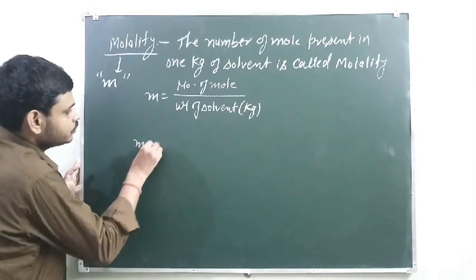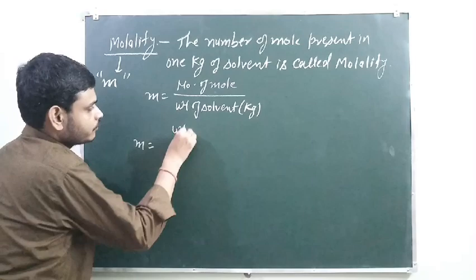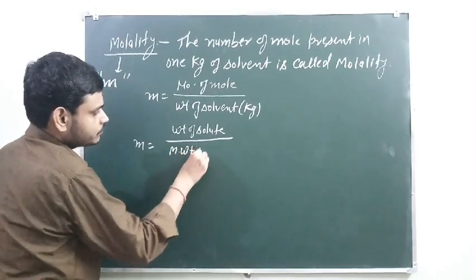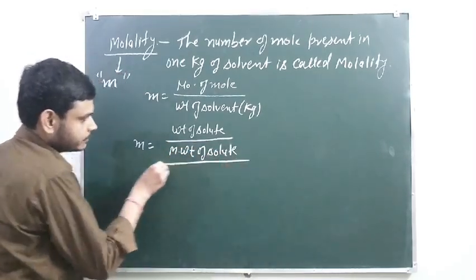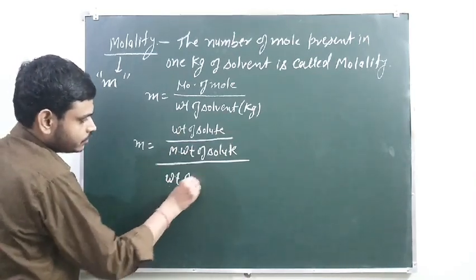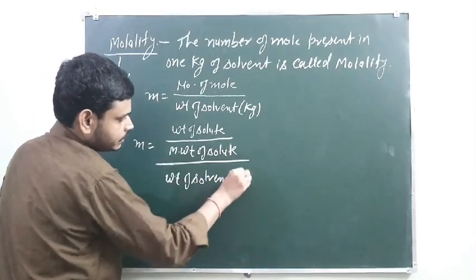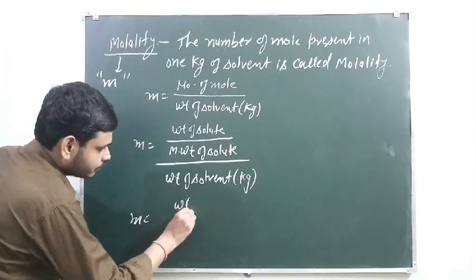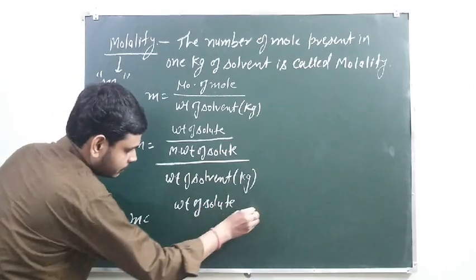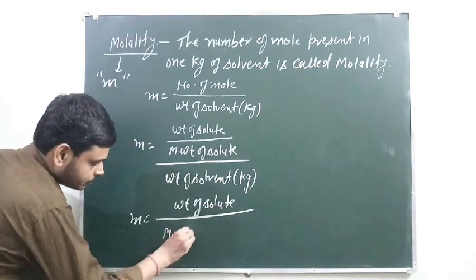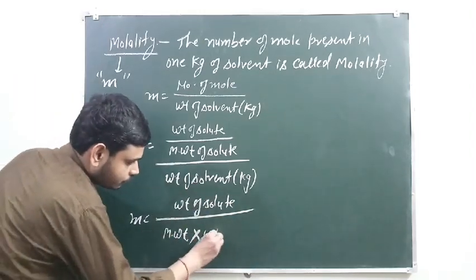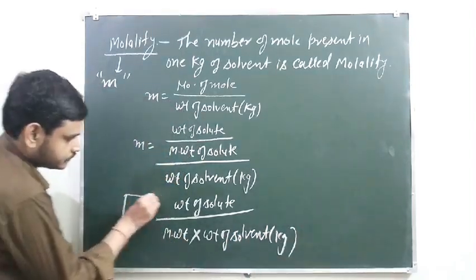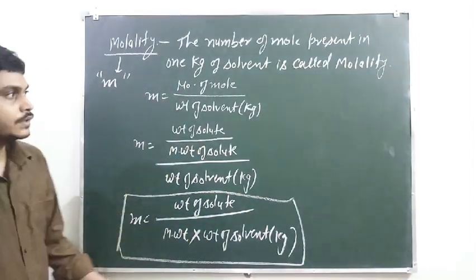So molality is equal to weight of solute divided by molecular weight of solute into weight of solvent in kg. Clear? So molality is equal to weight of solute divided by molecular weight of solute into weight of solvent in kg. Clear?